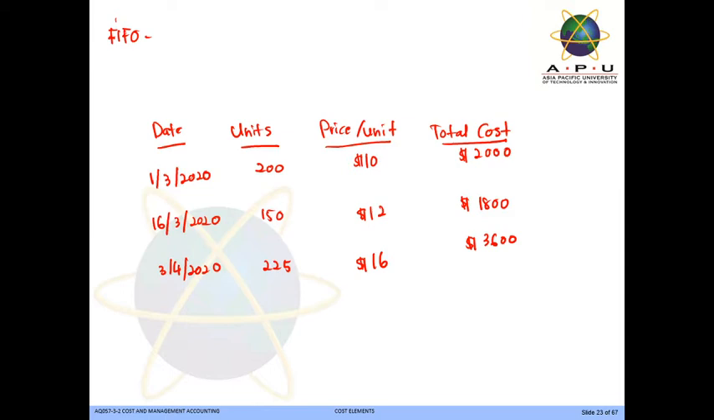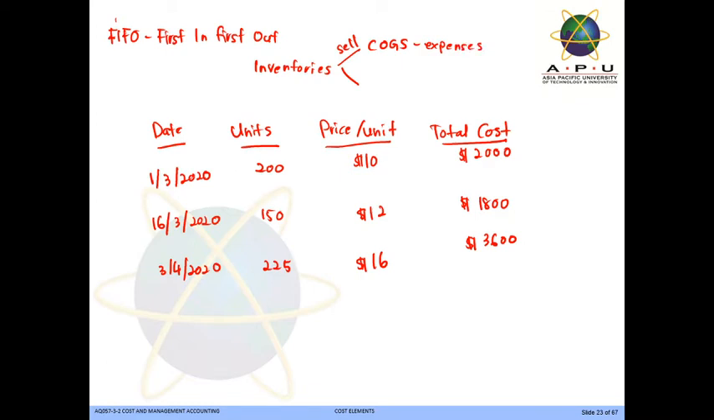Okay, the first one is FIFO, first in, first out. What does it mean? It means that when we have inventory and we sell it, we have two kinds of account. First is cost of goods sold. What is sold to our customer is considered cost of goods sold, because our asset will be turned into expenses.